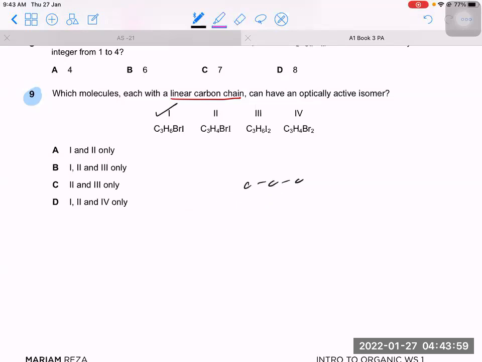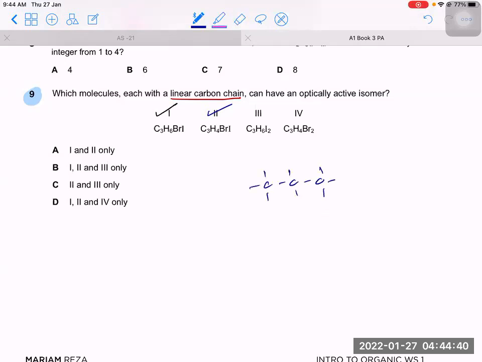Then you have C3H4BrI. There has to be a double bond somewhere because you have 6 atoms attached to 3 carbons. Now, if you have this double bond, let me attach the Br here, the I here. This is the H. Can this be chiral? Yes. Why? Because it has a Br, an I, an H, and a C2H3. Can you make this optically active? Yes.